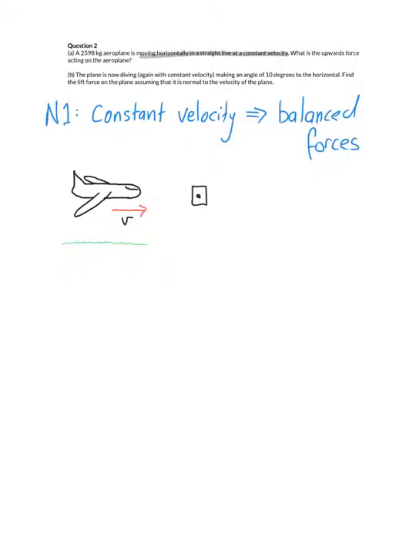So considering the plane as a point mass, we have the weight force acting vertically down, which we can calculate as mg. As we have balanced forces, it must be true that there is another force acting in the vertical plane that is equal and opposite to the weight force. This upwards force will be the lift force and is equal and opposite to the weight force. I can calculate the magnitude of this lift force by writing down the following equation.